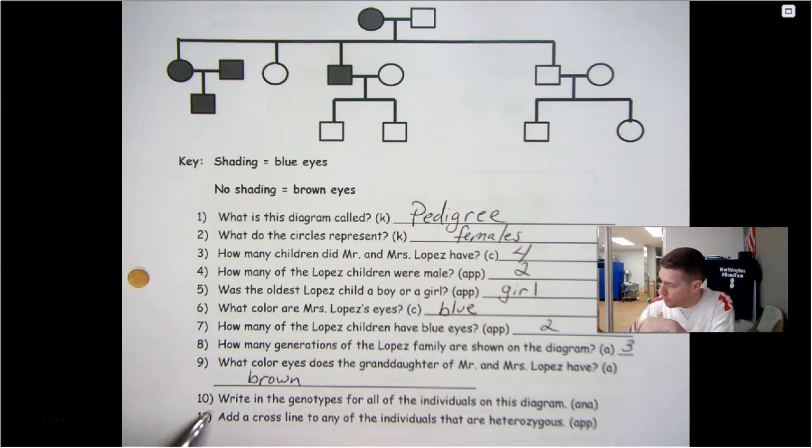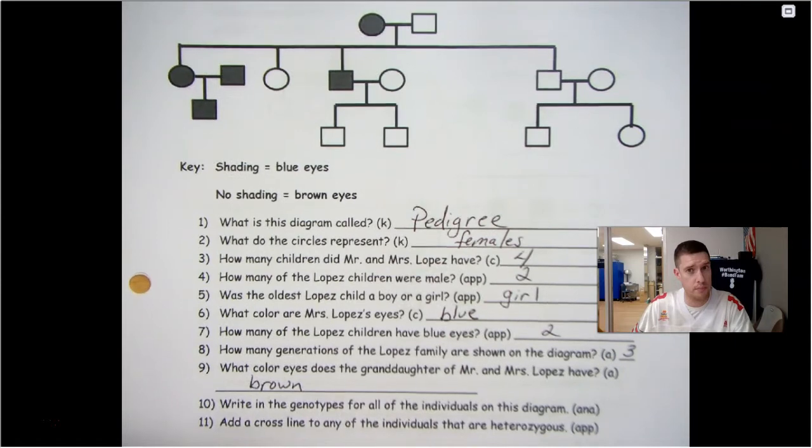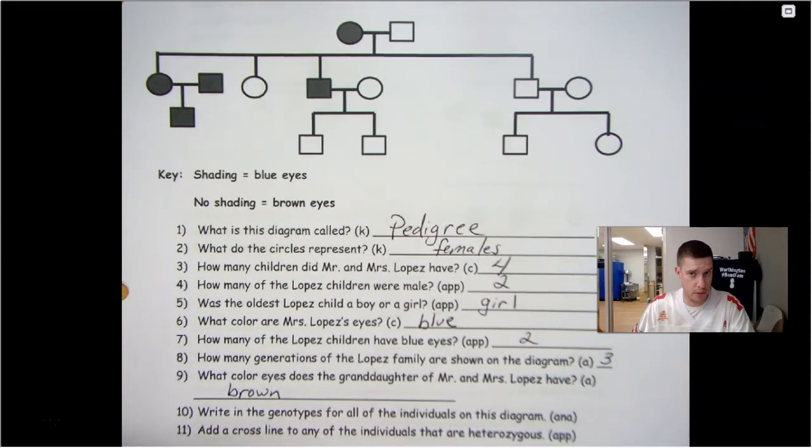All right, number 10. Write in the genotypes for all of the individuals on this diagram. Okay. This is going to take some time. And this is going to be a situation where you're going to have to rely on how well you can use Punnett squares.